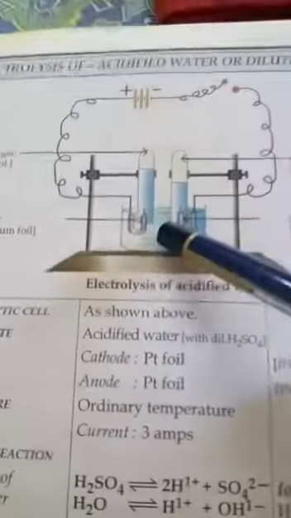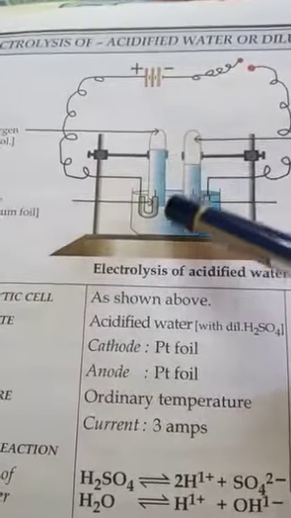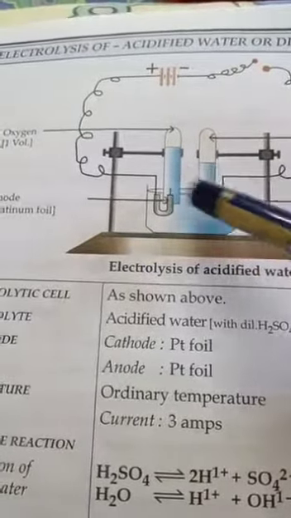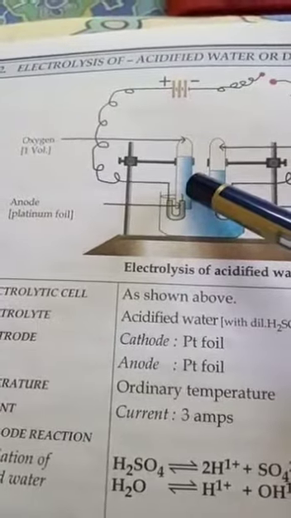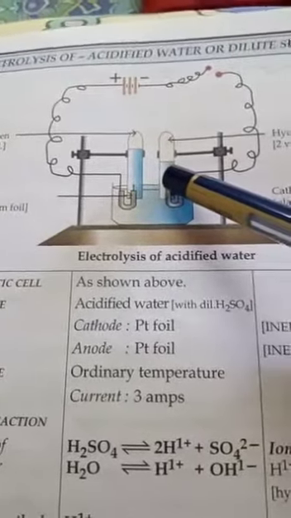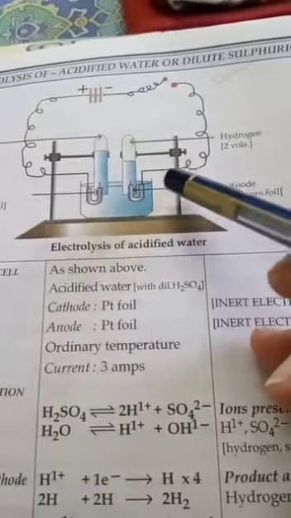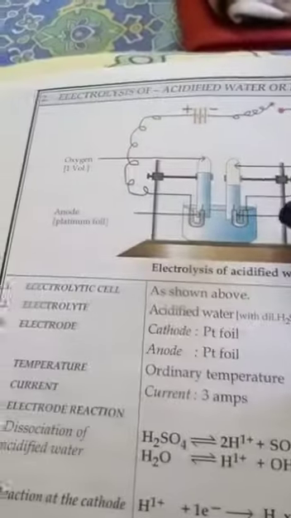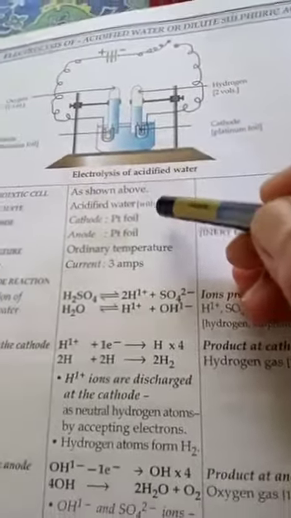Now you can see here at the electrodes, inverted test tubes are kept to collect the gases. So this can be asked, which gas is formed at the cathode? At the cathode hydrogen will form, at the anode oxygen will form. When you check the volumes of these two gases, you will see that hydrogen and oxygen are formed in the ratio of 2:1.